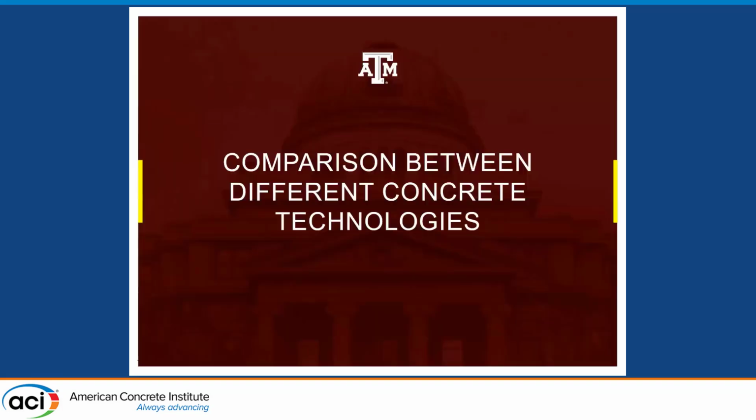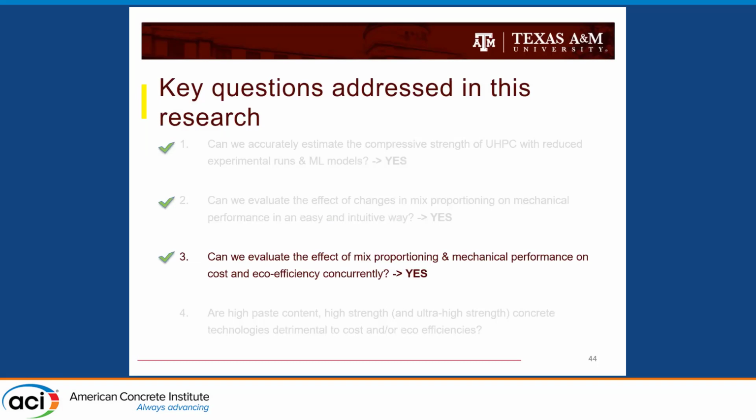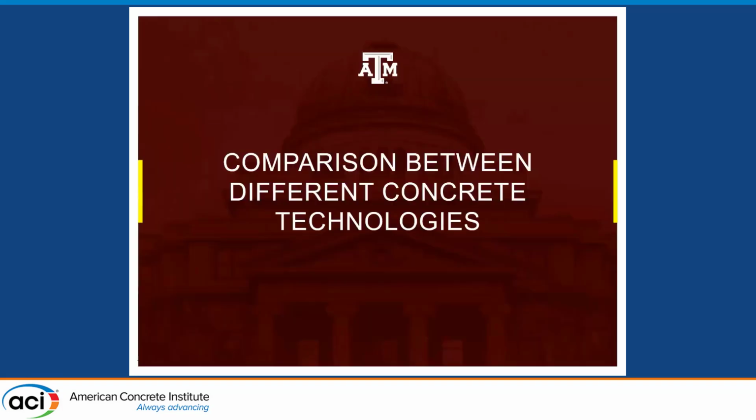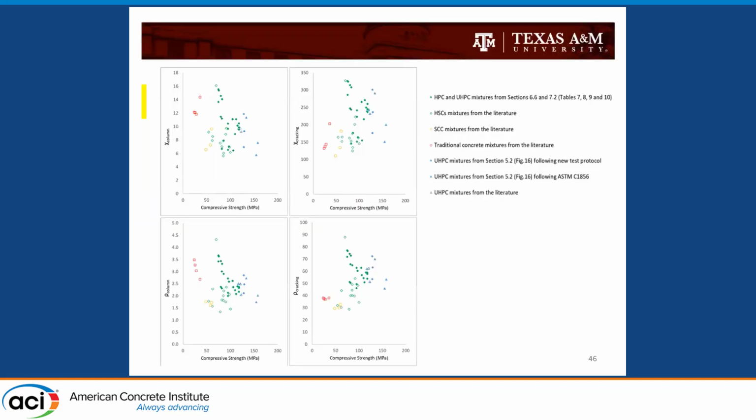And now the last question. Let's look at whether high content and ultra high performance content is detrimental to cost and eco-efficiency. So I gathered some mixtures from the literature. The red ones are normal strength concrete, yellow are self-consolidating concrete, green is high strength concrete, and blue is ultra high performance concrete. This mixture over here is the one with the 155 megapascals.